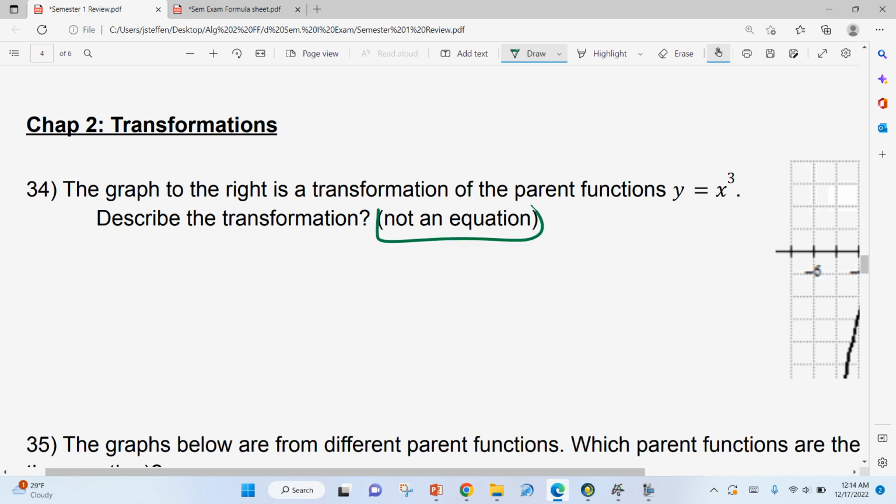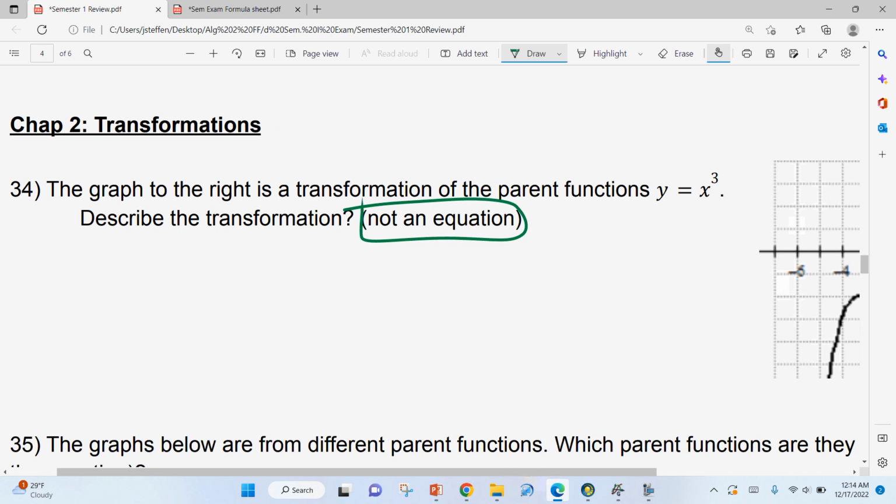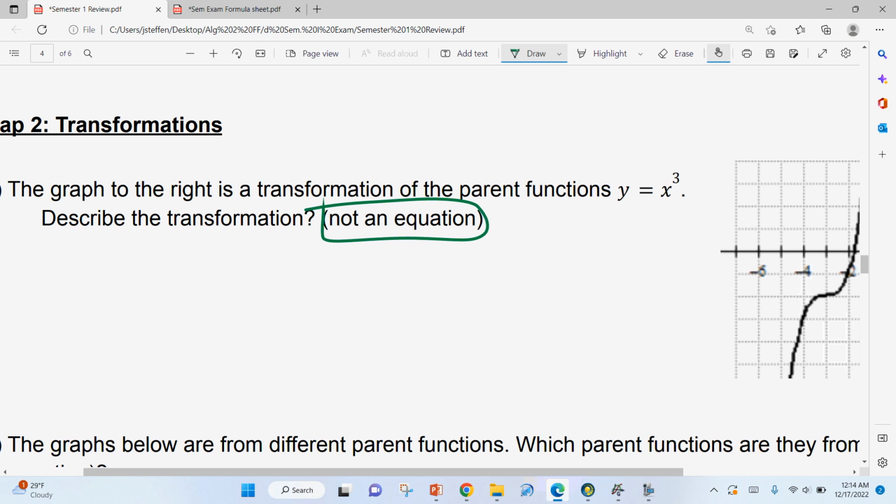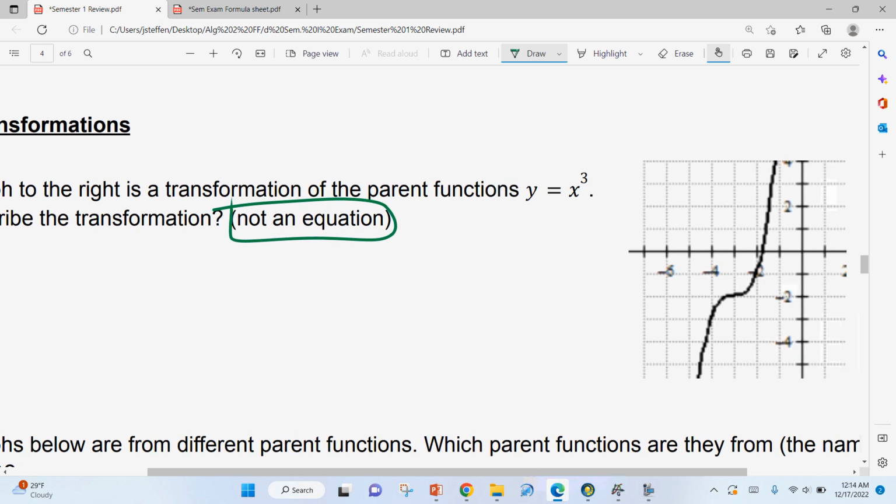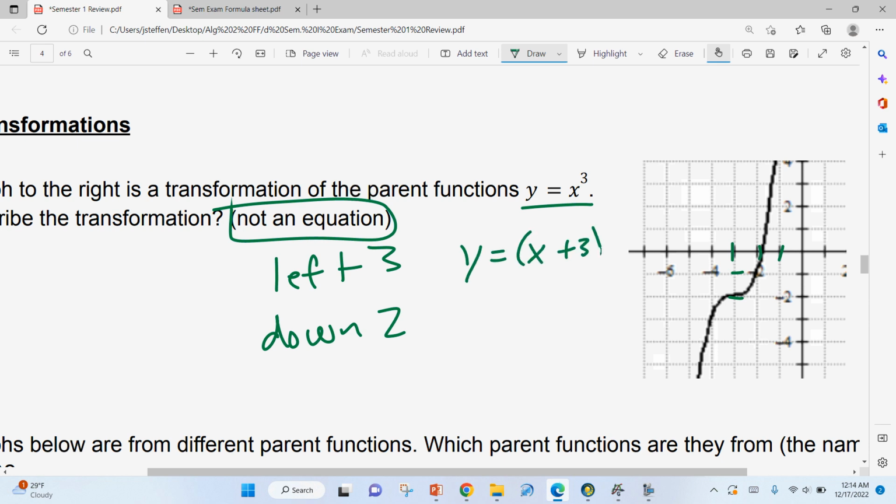So I added this in here to help you guys out a little bit if you didn't understand. Again, it's going to be multiple choice, so it'll be a little bit easier. The graph to the right is the transformation of the parent function x to the third. Describe the transformation. So really, they're just saying, how does it move? This went to the left, 1, 2, 3. So left 3. Then down, 1, 2. Down 2. So if you put y is equal to (x plus 3) to the third, minus 2, not minus 4.